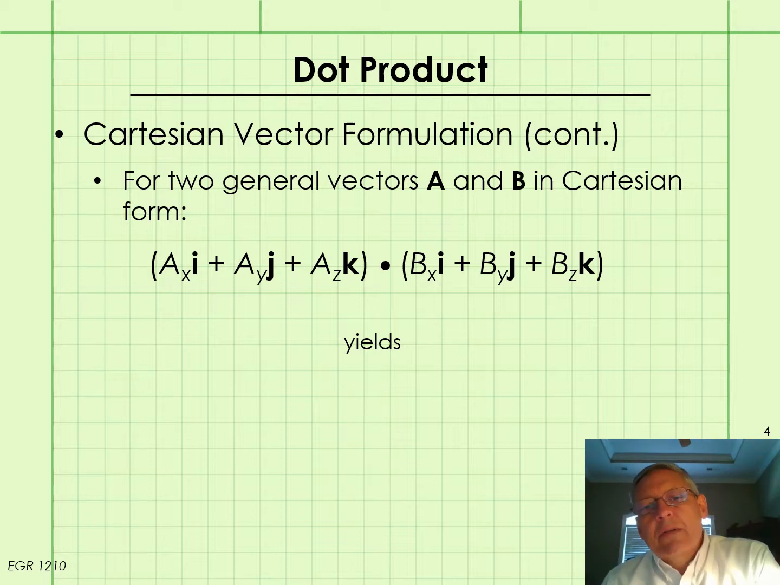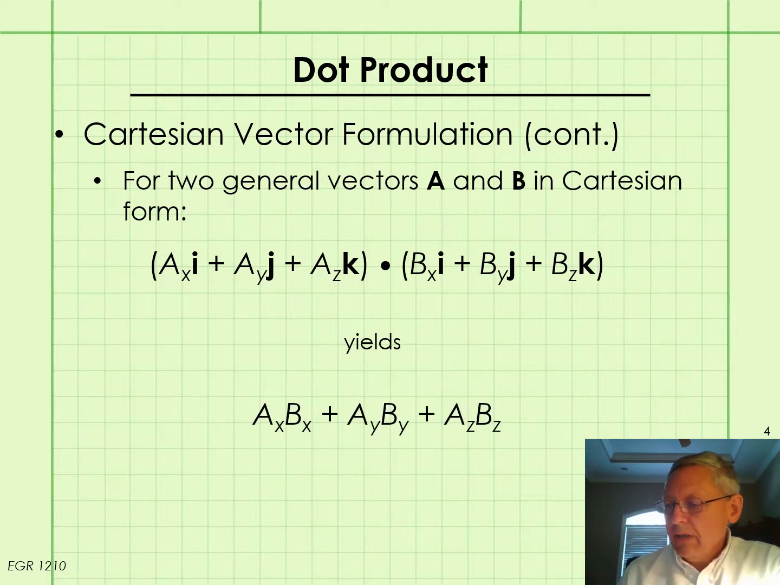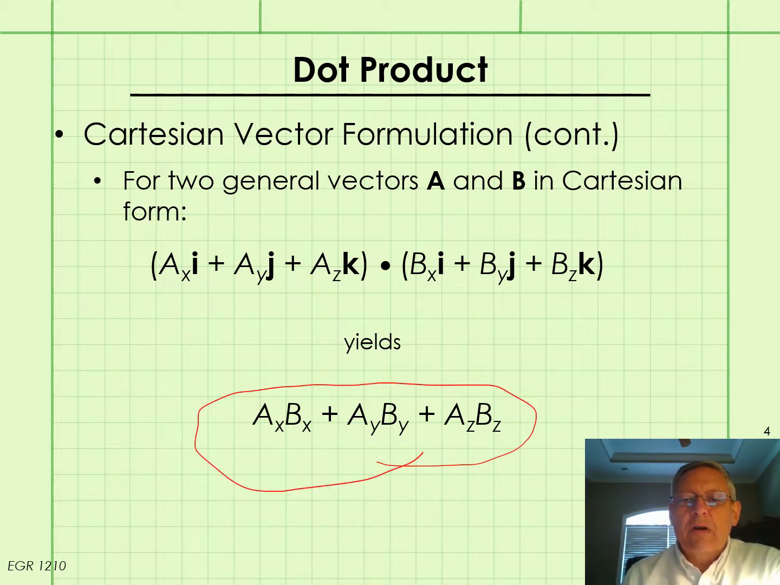So this makes dotting two general Cartesian vectors together much easier than when we found the cross product of those two vectors. So when we dot two general Cartesian vectors A and B together, it's going to yield these three terms. Now notice they're all scalars, and they're just going to be numbers that add together and result in a single number. The number might be positive or negative, but it's a scalar.